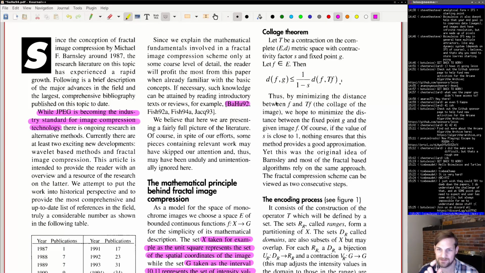Then D, which is the distance metric of F and G, must be less than or equal to 1 over SD, which again is the distance metric of F onto TF. This is important. Let's work through this one step at a time in just a second.